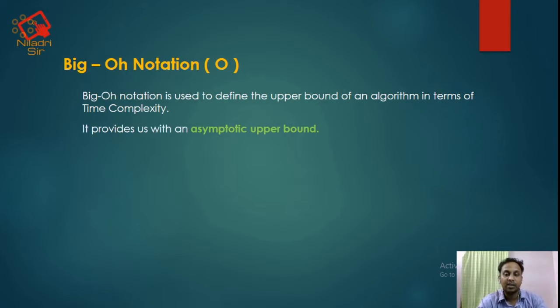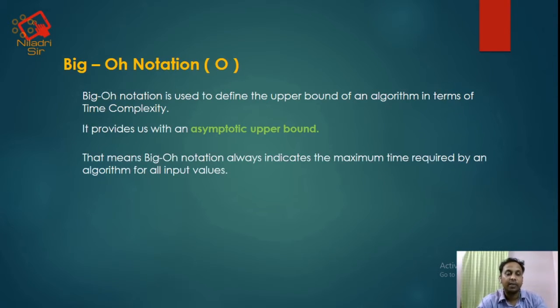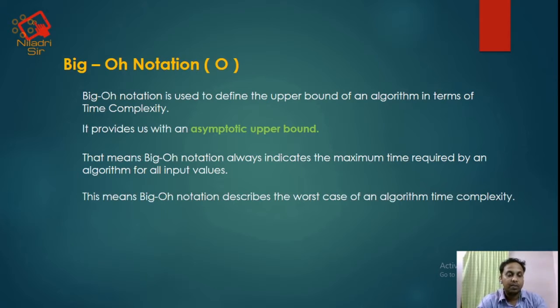That is the maximum time required for the evaluation of an algorithm. Big O notation always indicates the maximum time required by an algorithm for all input values. Whatever your input values will be, big O notation always gives the highest time complexity. So big O notation describes the worst case of an algorithm's time complexity.